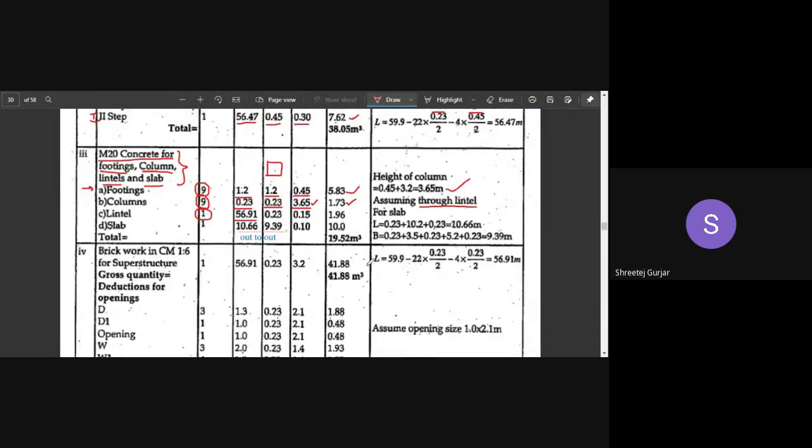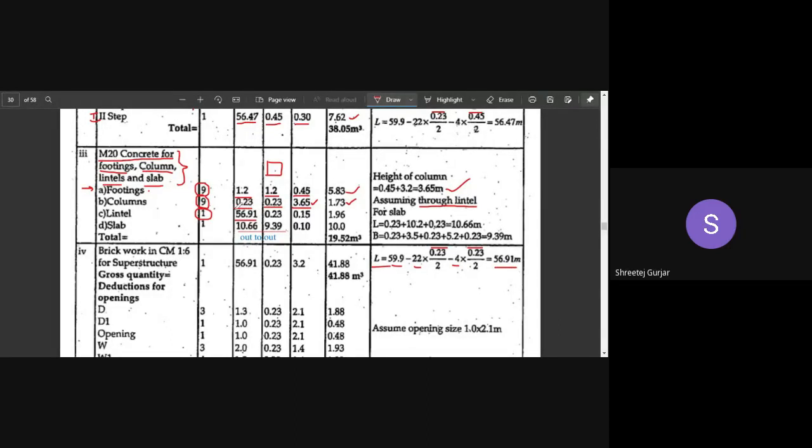Same formula you can see here. L is the center line length minus 22, and this is the width of your column, minus N1 into width of your wall. That is also equal to 0.23. So that is how you get your 56.91, which is written over here.